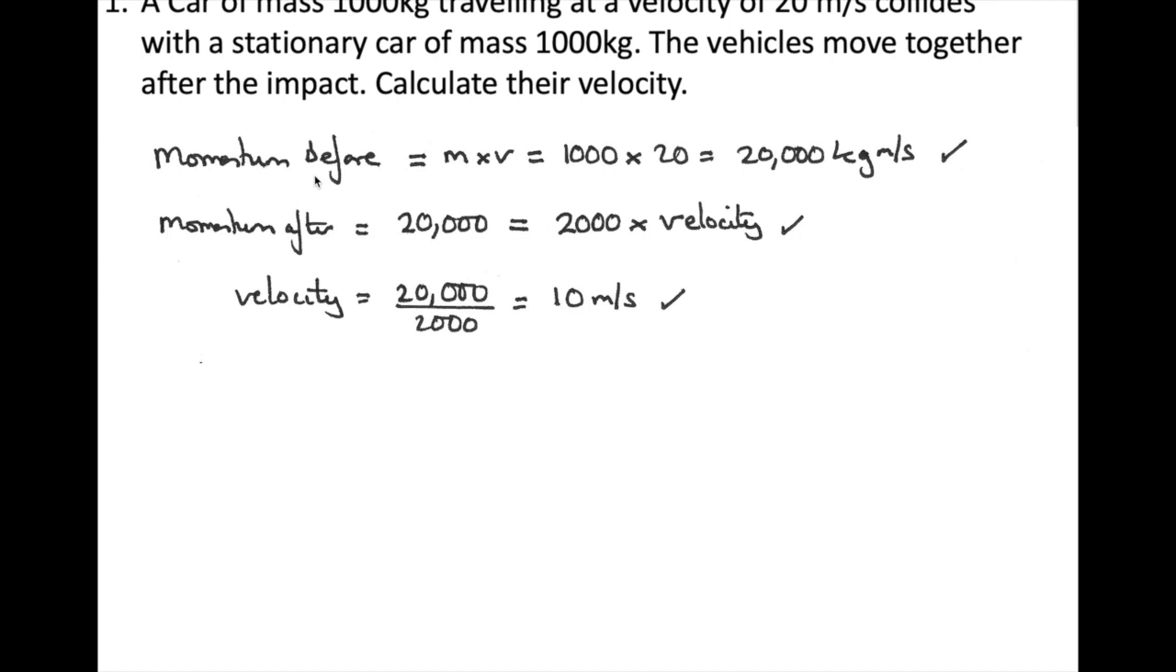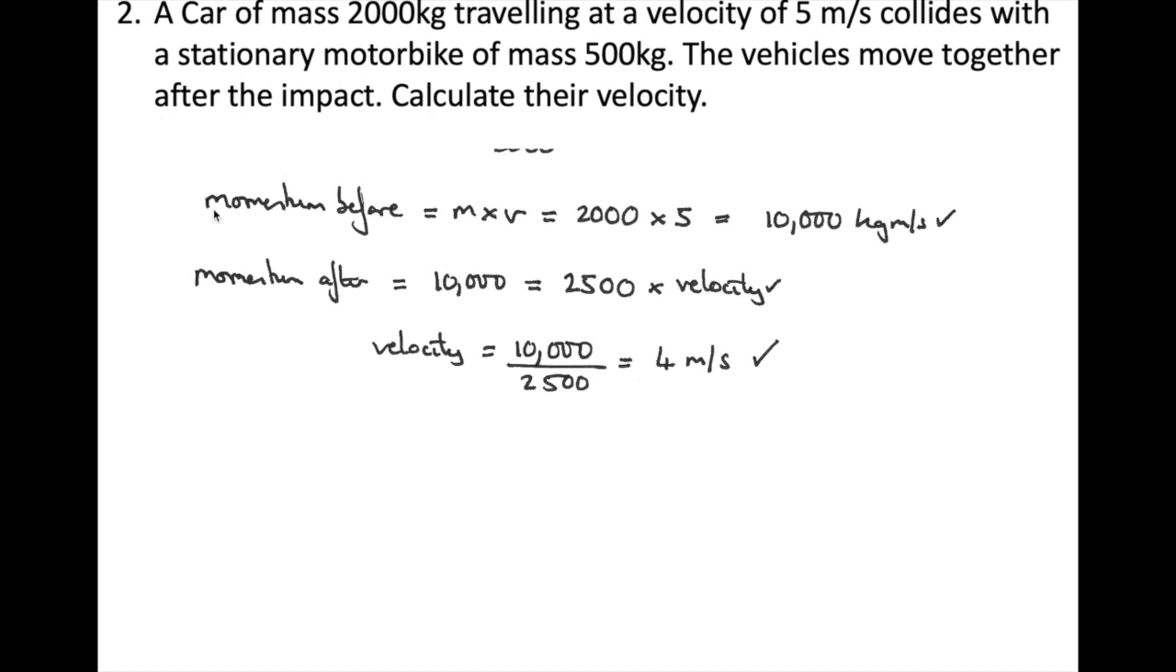So in the first question, you first worked out the momentum before, which is just the mass times velocity, which gave you 20,000. You then wrote down the momentum afterwards is the same, 20,000, which is going to be the new mass, which is 2,000 because they've stuck together, times the velocity. So therefore the velocity is 20,000 divided by 2,000. So that's 10. I've this time used velocity rather than v just to help students, but you can just use v for that.